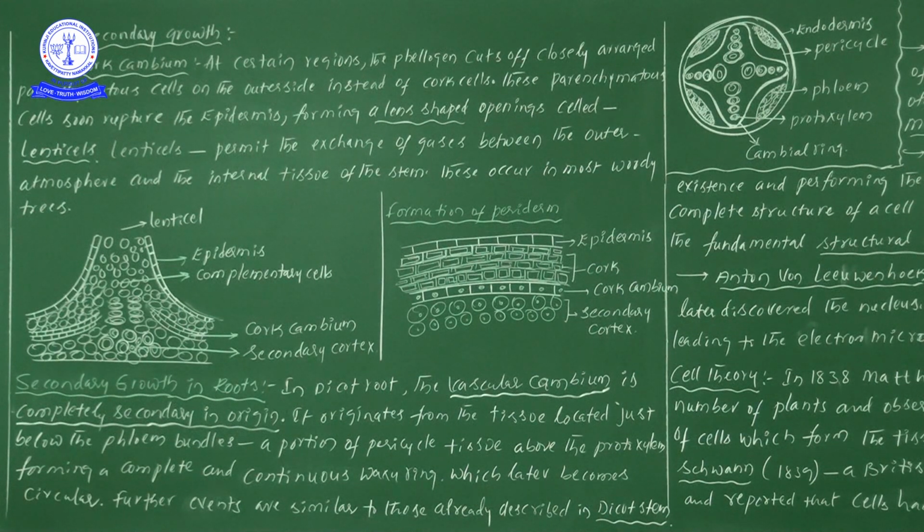In the vascular cambium, on both sides of the cambium we observe the deposition of new cells. The cells situated outside the vascular cambium we call secondary phloem, and the tissues present within, towards the inside, we consider as secondary xylem.